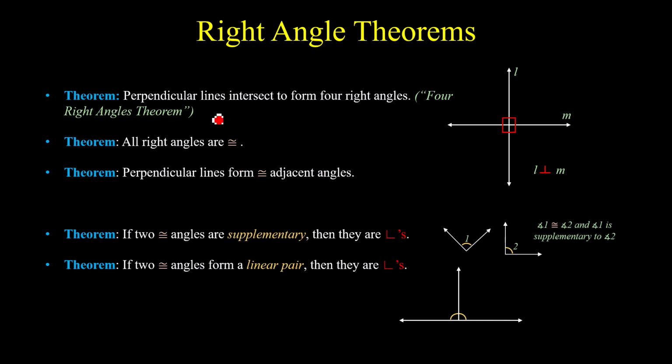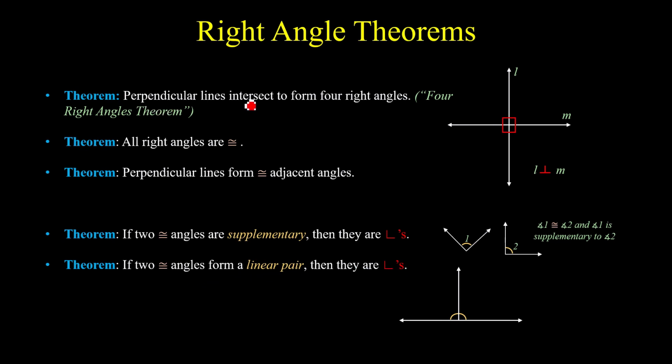So before we finish, let's go over all of these, and I request you to memorize these so they become very natural to you. The first theorem that we learn is perpendicular lines intersect to form 4 right angles. This is the 4 right angles theorem. That's my affectionate terminology for this theorem. Perpendicular lines intersect to form 4 right angles. All right angles are congruent. Perpendicular lines form congruent adjacent angles. If two congruent angles are supplementary, then they are right angles. If two congruent angles form a linear pair, then they are right angles.